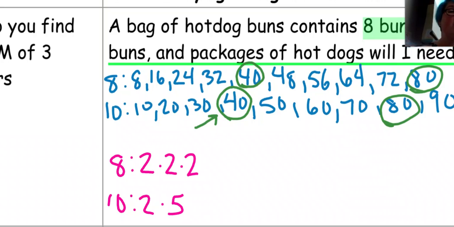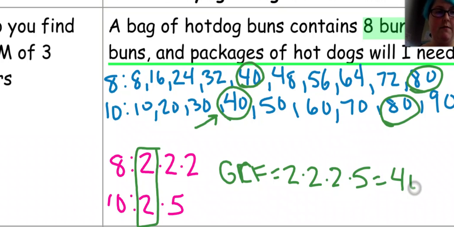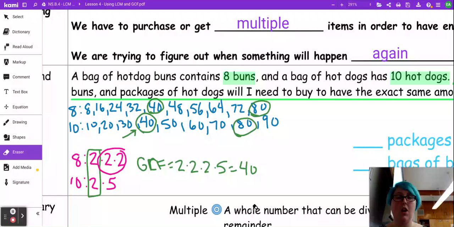Now, we can also use prime factorization, so let's go over how to do that. We look first for your greatest common factor, which is 2, because each of them has 2. Now, your least common multiple is going to be 2 times all the rest of the factors. So that would be 2 times 2 times 2 times 5, which equals 40. So we get the same answer no matter what method we use.